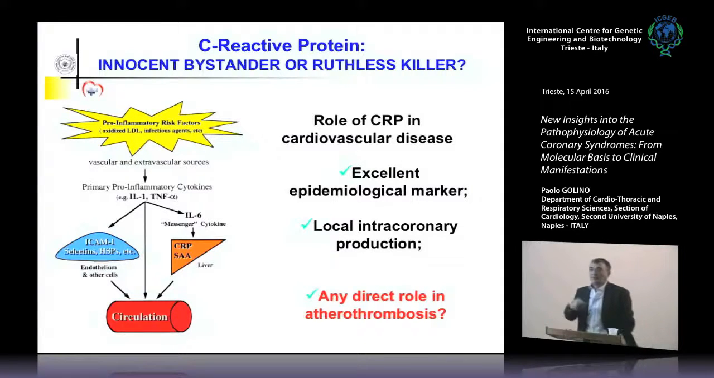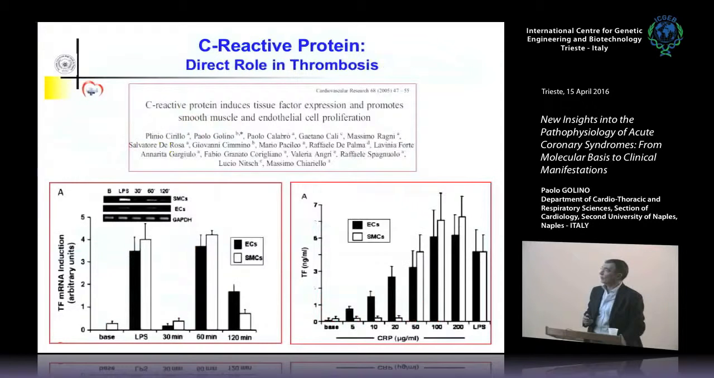The next question was, CRP is released in the coronary circulation of patients with acute coronary syndromes, but is it simply an index of inflammation, or does CRP also do something within the coronary circulation? In these experiments, we put both endothelial cells and smooth muscle cells in vitro and challenged them with different concentrations of CRP, and we see that there is an expression of tissue factor on the surface of these cells, dose-dependent, in response to CRP.